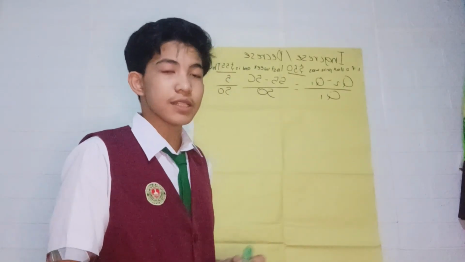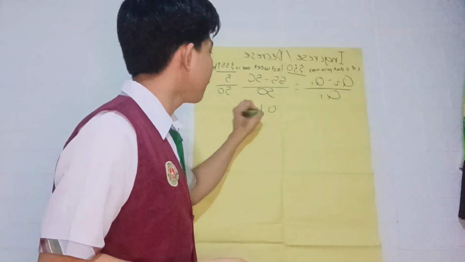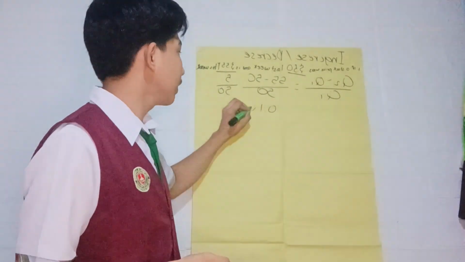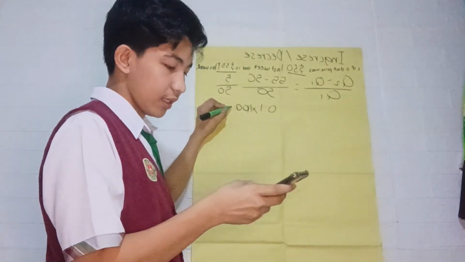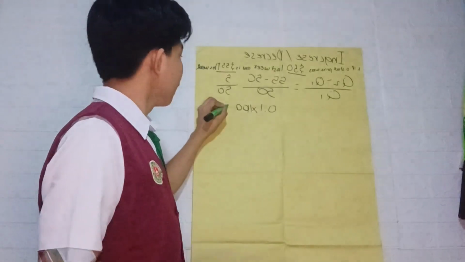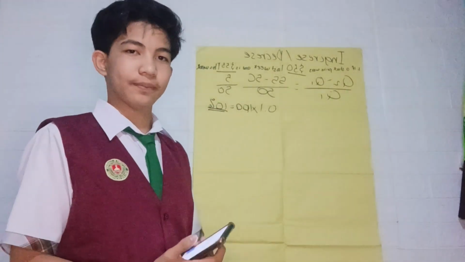When you're going to get the answer, you're going to divide 5 by 50, which is 0.1. Then this answer is going to be multiplied by 100. Then we're going to get the percentage, which will be 10%. This is the answer po.